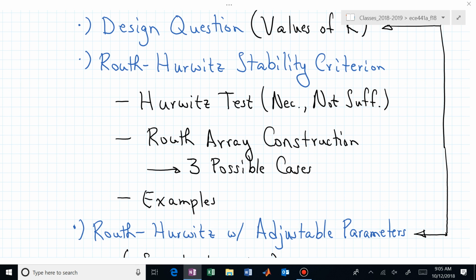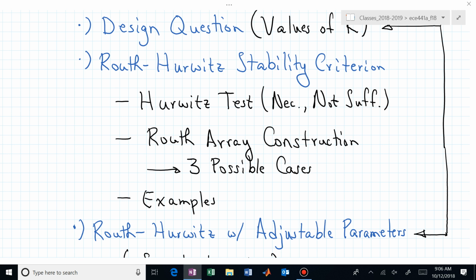Maybe it should be Hurwitz-Routh, but nothing rolls out of my mouth very smoothly. Routh-Hurwitz is a little easier for me to say, I guess just because of history or usage. But it's a two-step process. First, we have a Hurwitz test. That's a necessary test for stability, but it's not sufficient. So if it fails the Hurwitz test, then you can say, oh, I have a root in the right half plane. If it doesn't fail that test, you don't know much yet. So you have to go on and create the Routh array.